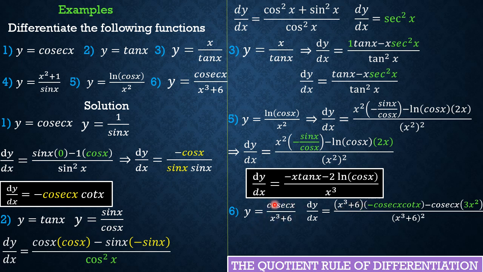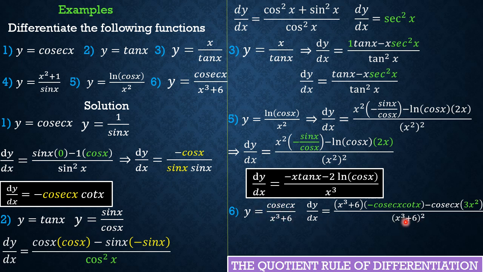Differentiate the top. Differentiating cosec x, guys, we did that earlier, right? That was the first question. And we had our answer to be what, guys? Negative cosec x times cotangent of x. So we have it here. Minus the top. The top is cosec x, so we have it here. Then times the derivative of the bottom. The derivative of x cubed is 3x squared. Derivative of 6 is a constant, so we have 0. So we just have 3x squared over the bottom squared.